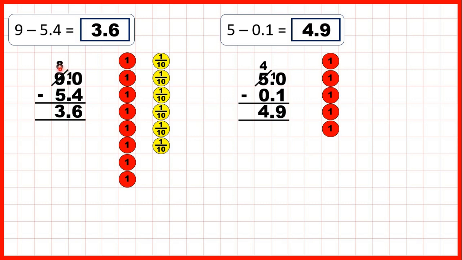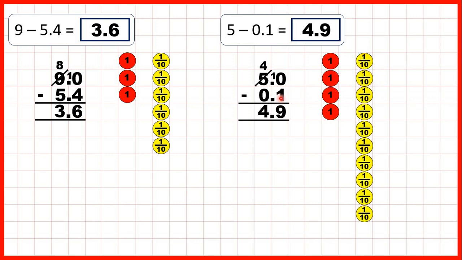Then, we moved on to the ones column and did 8 minus 5. So if we take away 1, 2, 3, 4, 5 ones, that leaves us with 3 ones and 6 tenths, so 3.6. And for this question, we started with 5 and needed to take away 0.1 or 1 tenth. To do that, we needed to exchange one of our ones for 10 tenths, so then we could subtract one of those tenths to get 4 ones and 9 tenths, or 4.9 as our answer.